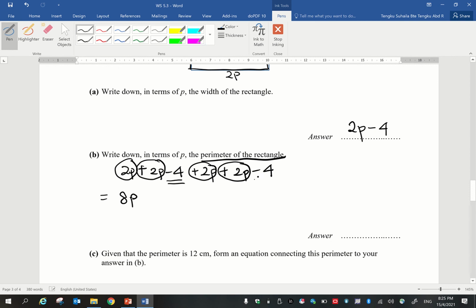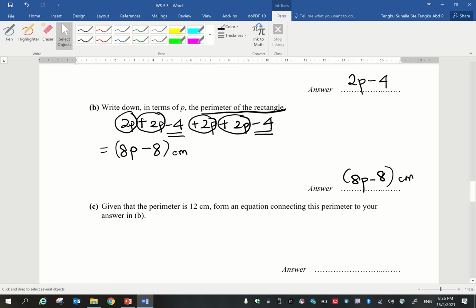Now, what about the numbers? Numbers are also like terms to each other. So negative 4 and negative 4, I'll have negative 8. I owe 4, I owe 4 again, so I owe 8. So minus 8. So that will be the perimeter of the rectangle after you simplify. Suppose I have to put the units, guys, I can put brackets over here and then put the units outside the brackets. Centimeter, right?